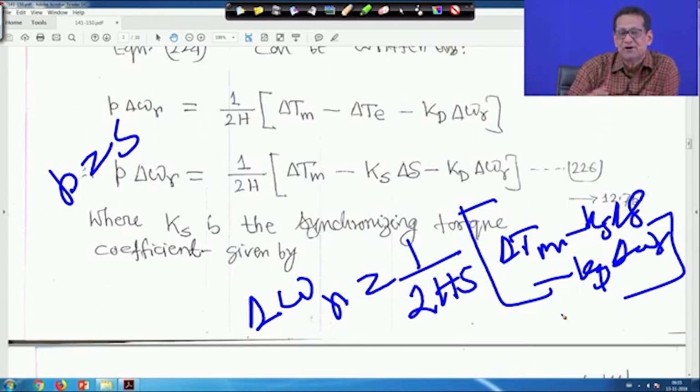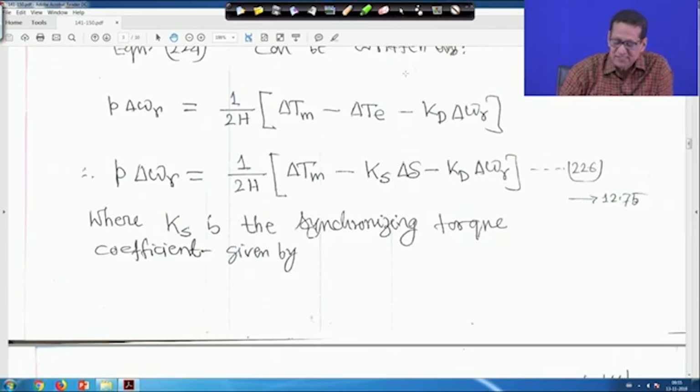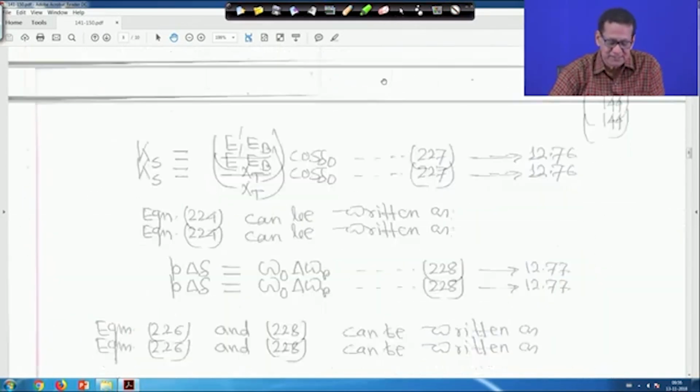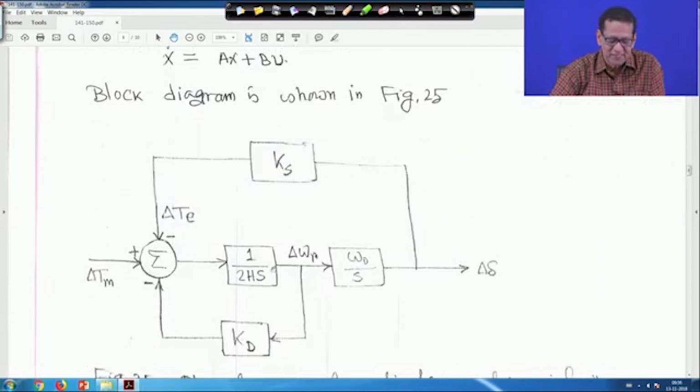Later you will see, when the block diagram slowly grows and the order of the equation increases, at that time we will bring this one to this side, and we will find it will be 2 H s plus K d omega r. We will represent it step by step. So, this is 1 upon 2 H s and this one. That is why this equation, this block diagram, is like this.